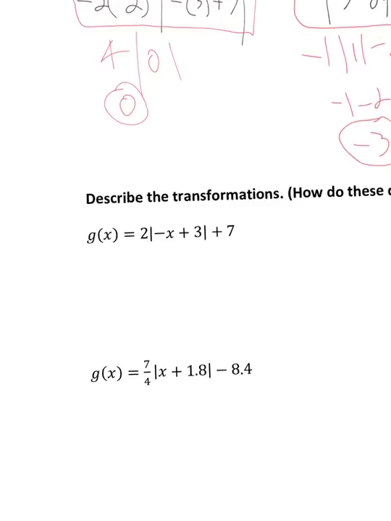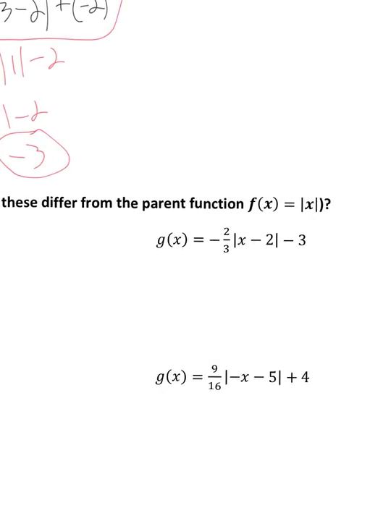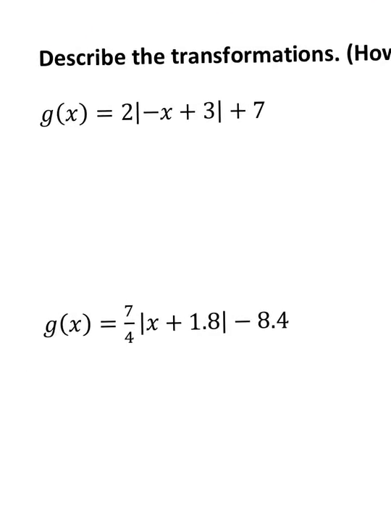Now describe these transformations. In other words, how do these differ from the parent function f of x equals the absolute value of x? The absolute value of x is just one letter, so identify how many different things there are. There's a 2, a negative, a plus 3, and a 7. So in other words, I have 4 answers here.